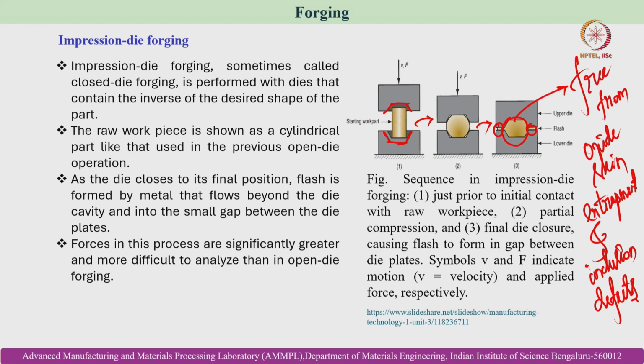The raw workpiece is shown here as a cylindrical part like that used in the previous open die operation. As the die closes to its final position, flash is formed by metal flow beyond the die cavity and into the small gap between the die plates. Forces in this process are significantly greater and more difficult to analyze than in the case of open die forging.